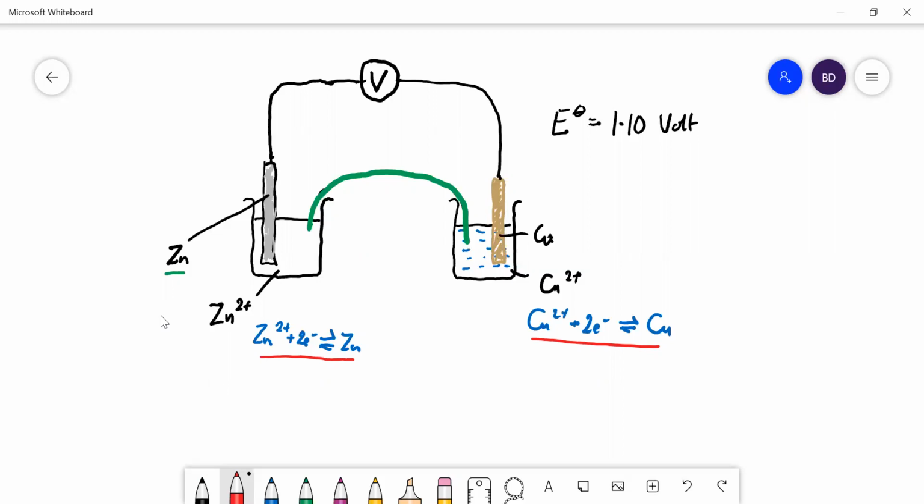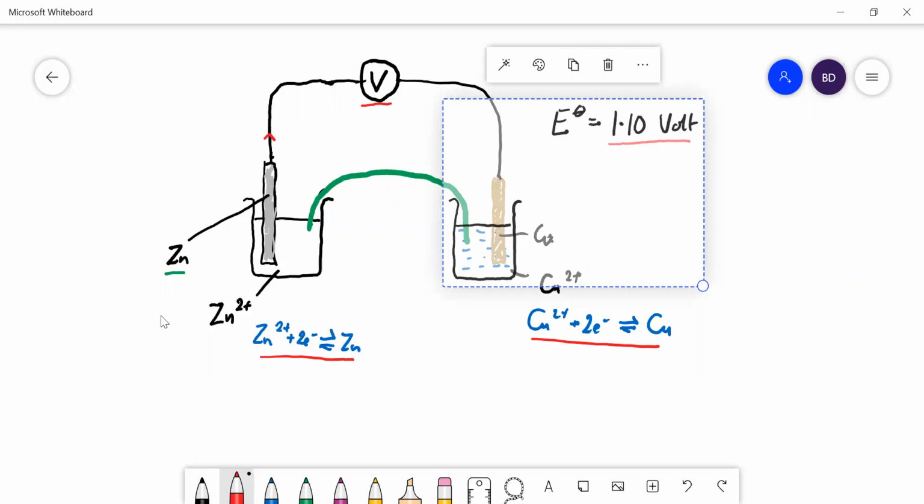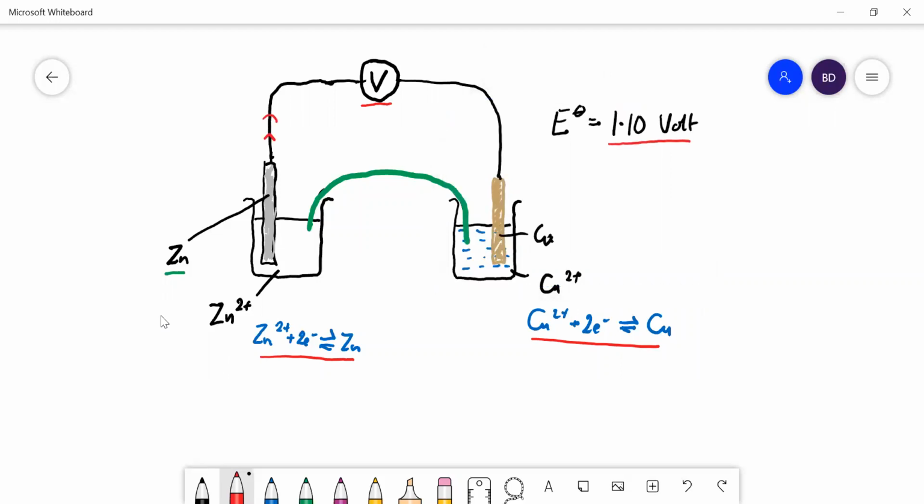And you would find in this case that if you put a voltmeter there, you'd get a voltage of 1.1 volts, and the copper would be the positive electrode. That's always the one on the right hand side. So that means the electrons will be flowing from the negative. Remember, electrons are negative, from the ground in that direction.